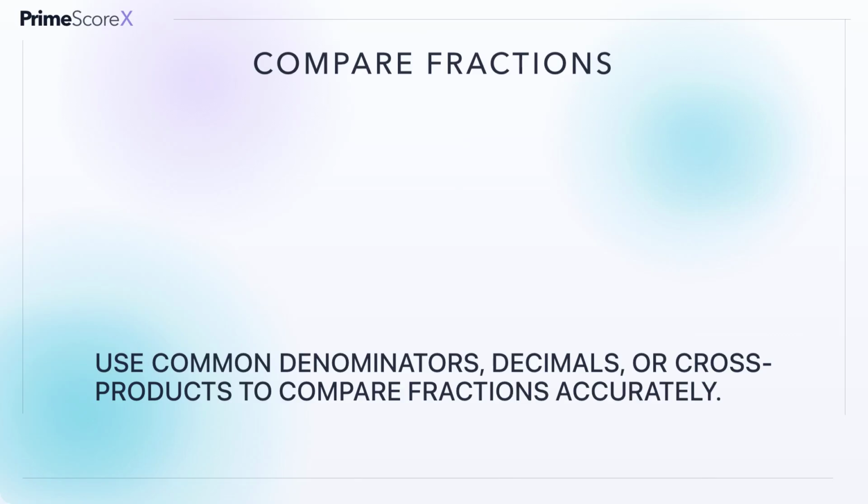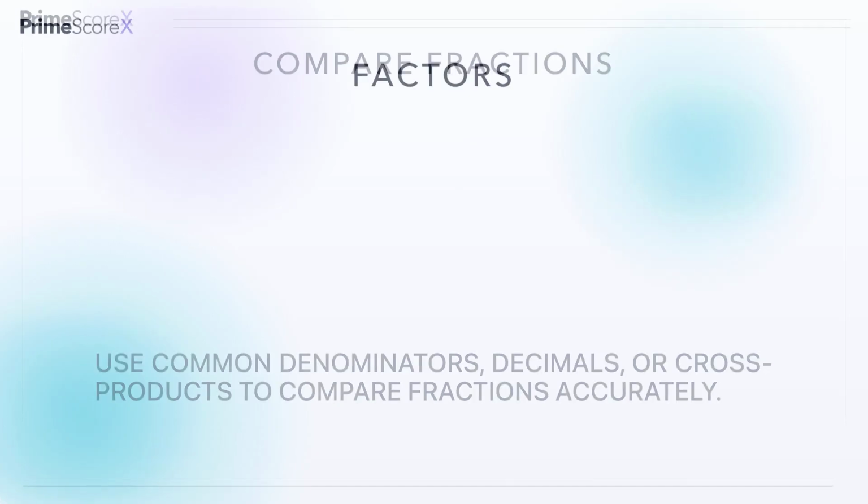To compare 3/4 and 5/8, convert 3/4 to 6/8. 6/8 is greater than 5/8. You can also convert both fractions to decimals or use cross products. Multiply 3 by 8 and 5 by 4. Since 24 is greater than 20, 3/4 is greater. Choose the method that is fastest and least likely to create arithmetic errors.